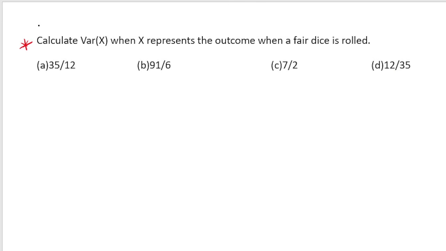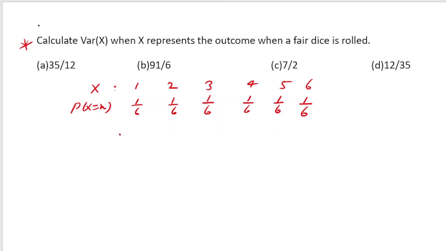Important question, or interesting question, or a good question. Calculate the variance of x when x represents the outcome when a pair of dice is rolled. So to calculate, first of all, when a dice is rolled, what is the probability distribution? The x can take values 1, 2, 3, 4, 5, 6, and their respective probability will be how much? Each of these will be 1 by 6. So to calculate the variance, how do you calculate it?